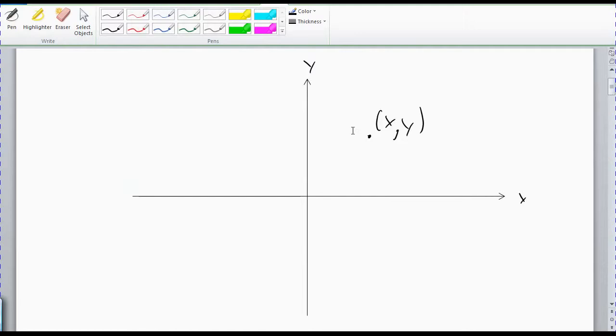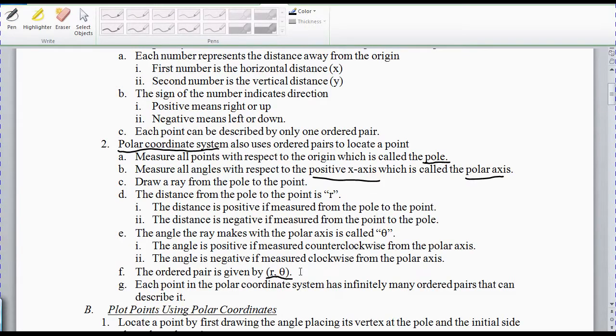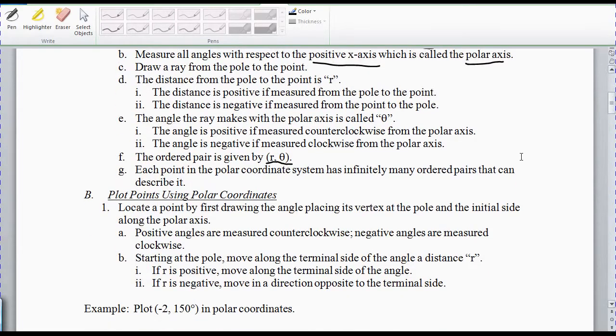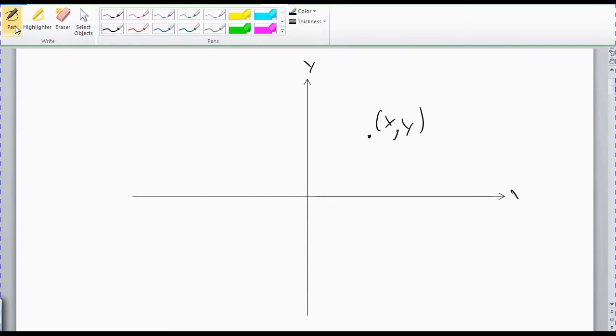So I'll go back to my blank xy. This is now the polar axis. The positive x-axis is the polar axis, and the origin is called the pole. So that's how they differ a little bit. I'm going to erase that because I want to use this again later on. But the main thing is that it's r comma theta, and now we're going to plot a point. But before we do that, there's something that you really need to see.